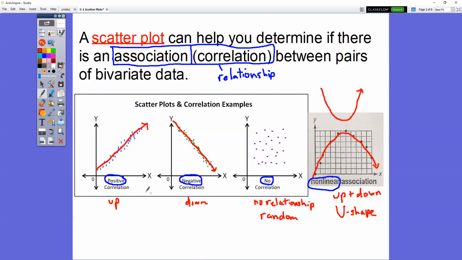So again, positive goes up, negative goes down. No is random all over the place. You can't tell what it's doing. And then non-linear is up and then down or down and then up. On your homework today, on your quiz, you will be given scatter plots. You have to say, is it positive, negative, no, or non-linear?